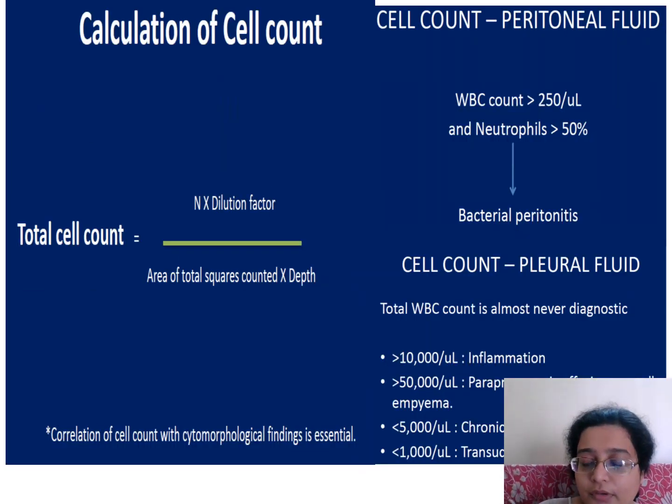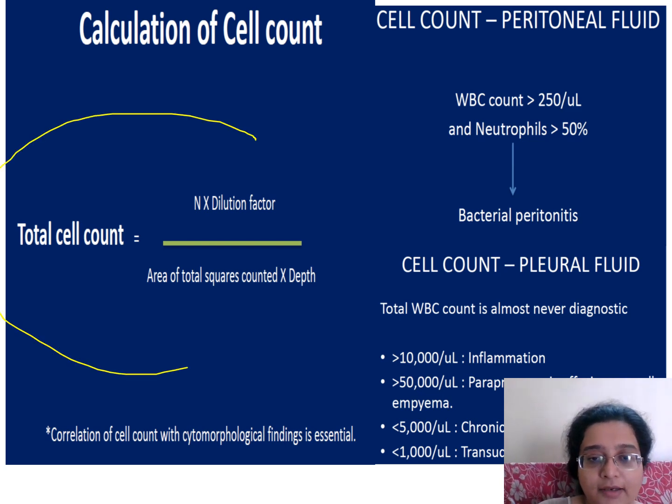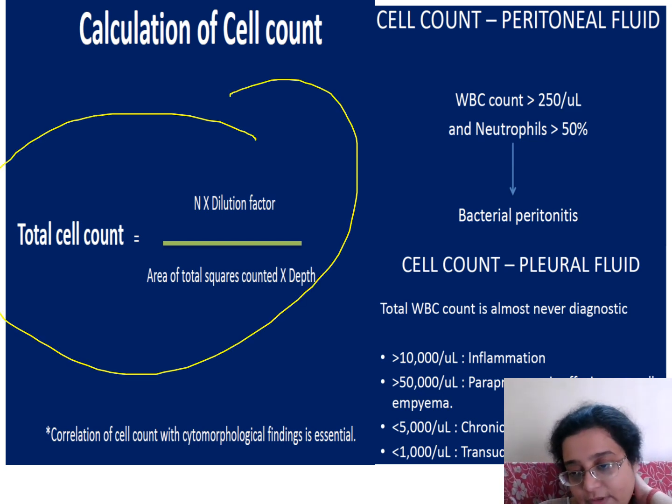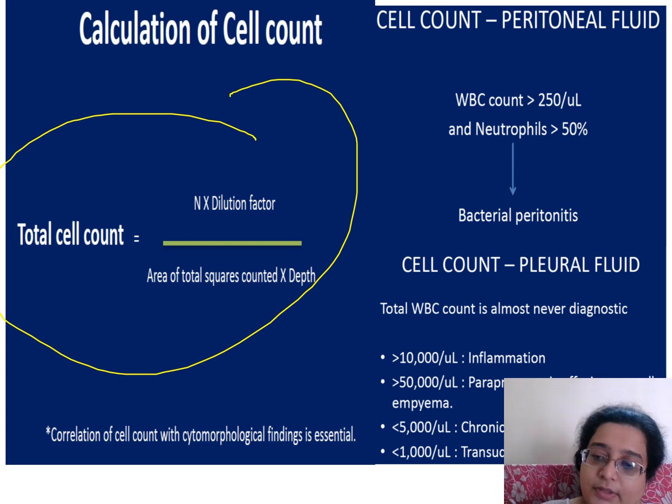Then how do you calculate the TLC and DLC of a fluid? A fluid is sent to us practically for TLC, DLC and or cytology. So TLC we do on a Neubauer chamber, and then we have dilution factors where by using this formula you can calculate. If you're using WBC lysing Turk's fluid, then we multiply by 5. If you're using RBC, by 50. Normally we do it with WBC fluid.